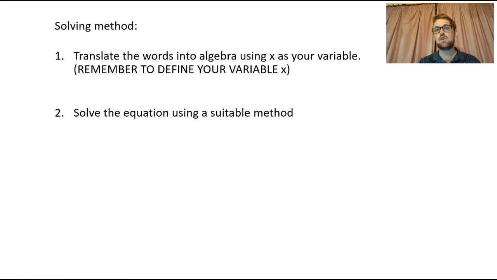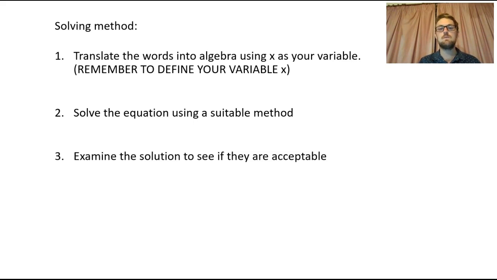So step 2 is solve the equation using a suitable method. We've been working on a few different methods, and we can use any suitable one of those to solve our problem that we've transferred into algebra. Once we've done that, we'll get a solution, and sometimes these solutions are not acceptable. We might be trying to find a length, like later in this video, and if we get a negative number, that doesn't make sense in terms of length. So we want to analyze our solution and see if what we got actually could happen.